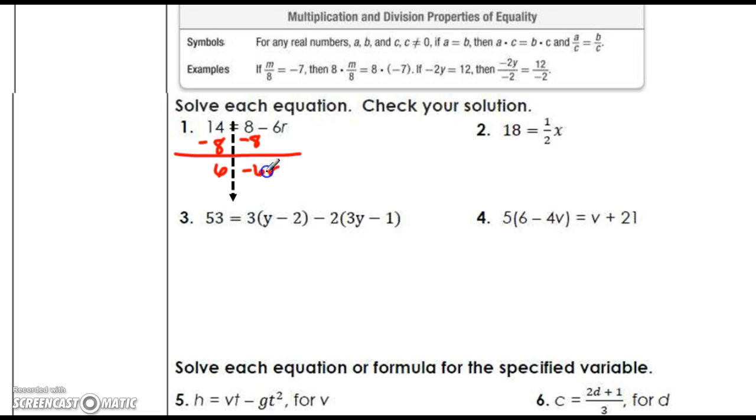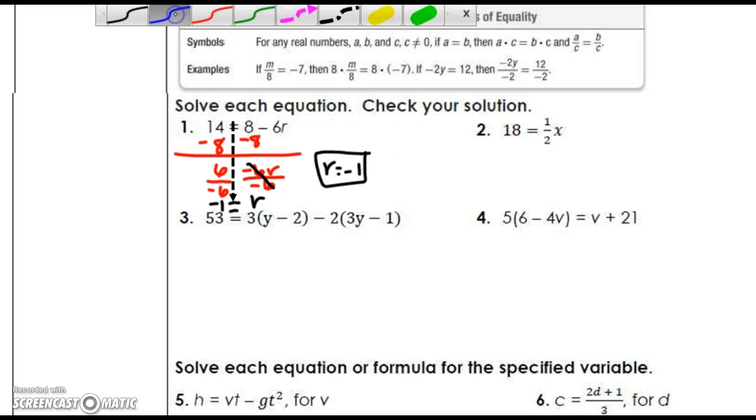How do we undo the multiplication that's happening? With its opposite, with the division property of equality. So now we have r on this side, and over here 6 divided by negative 6 is negative 1. So r equals negative 1, and we're done.